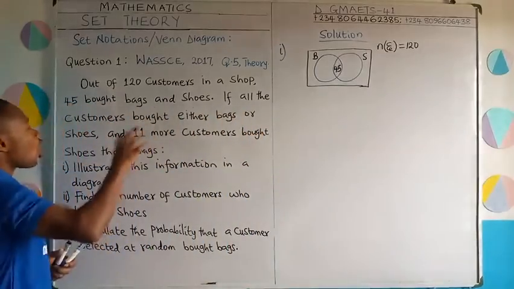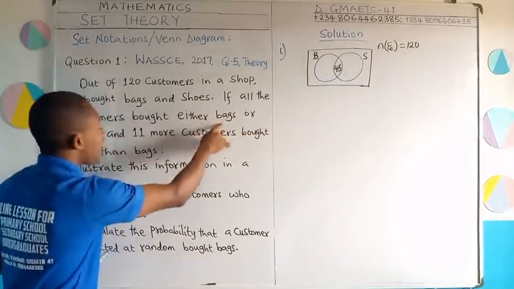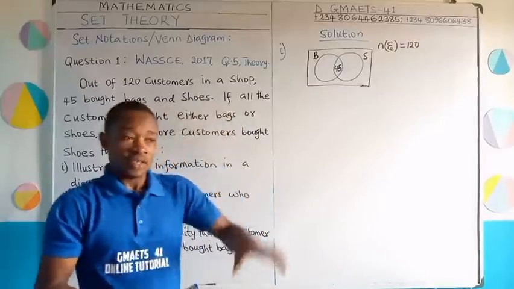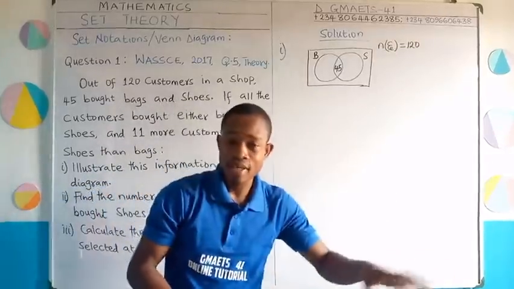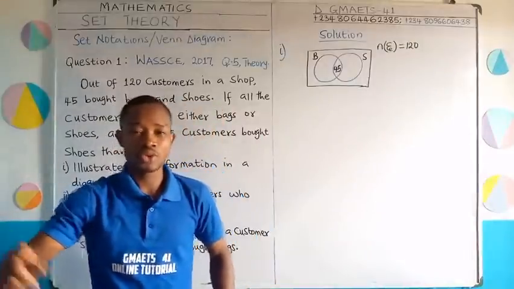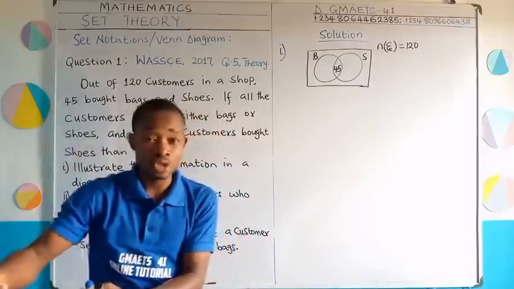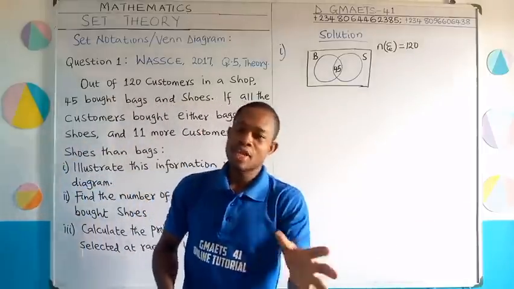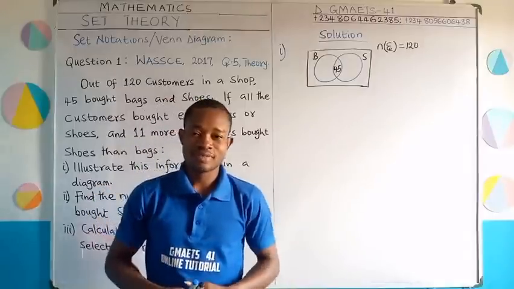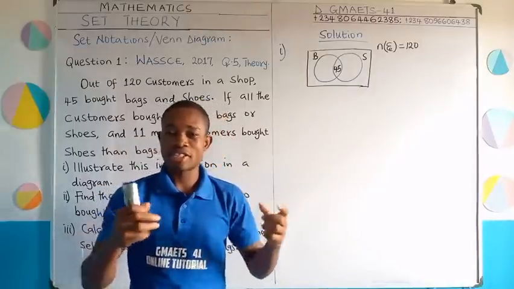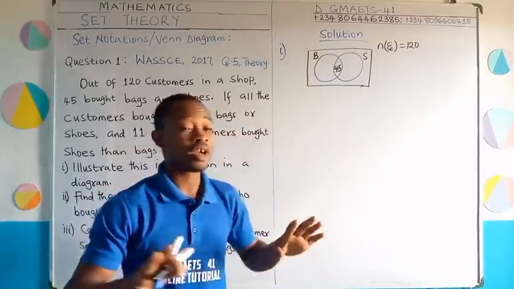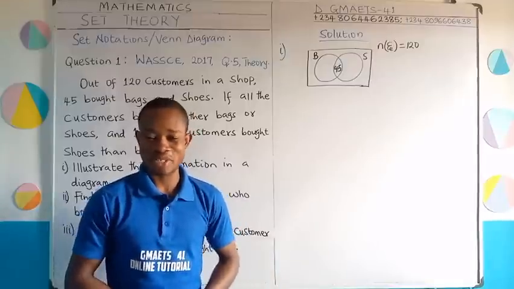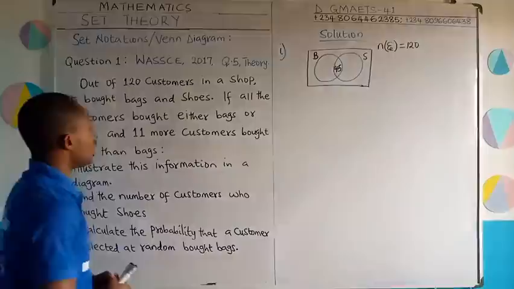Alright, let's move on. If all the customers bought either bags or shoes, the word either means these customers, if they bought bags, they will not buy shoes. Or if they buy shoes, they will not buy bags. That is the implication of either. And at this point, I want to say without mincing words that you need a good understanding of the English language so as to be able to interpret problems on Venn diagrams. That's the truth, okay? But it's not difficult anyway. Besides, we'll learn English language. That's good.